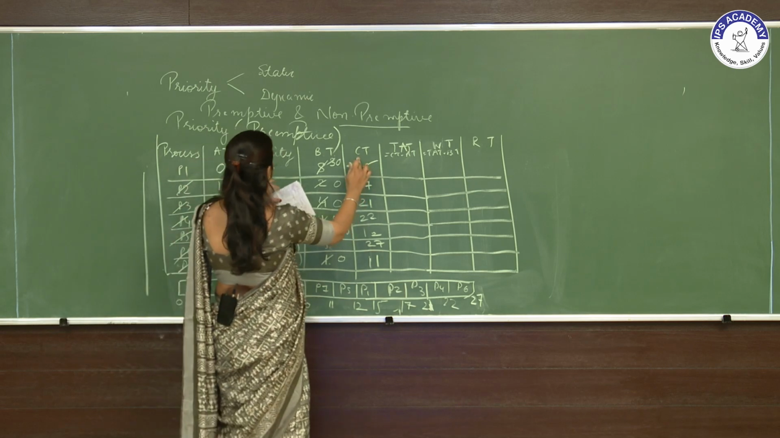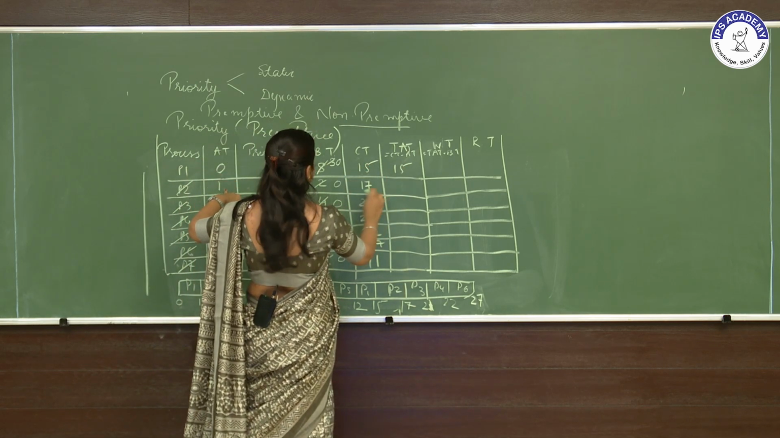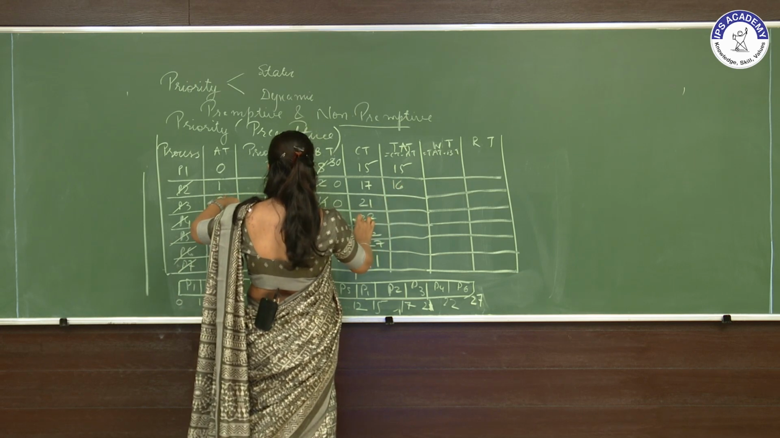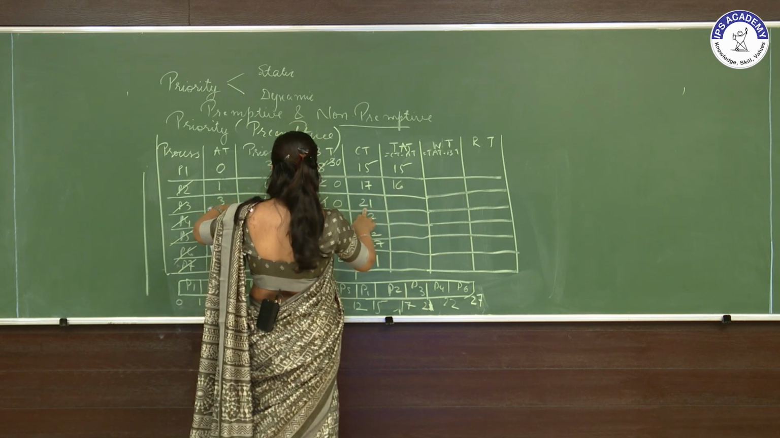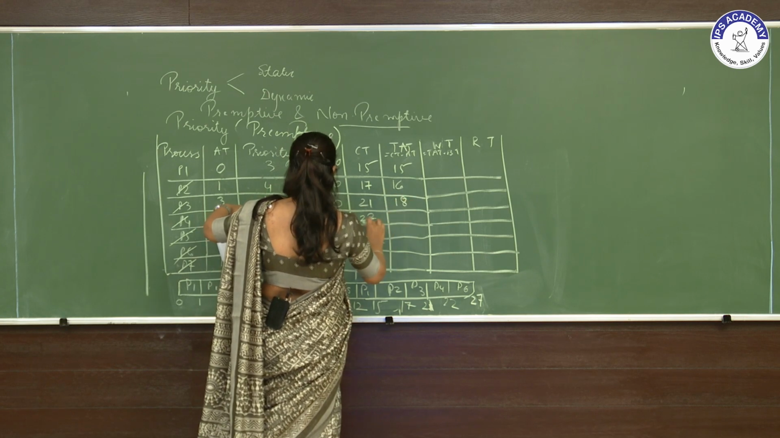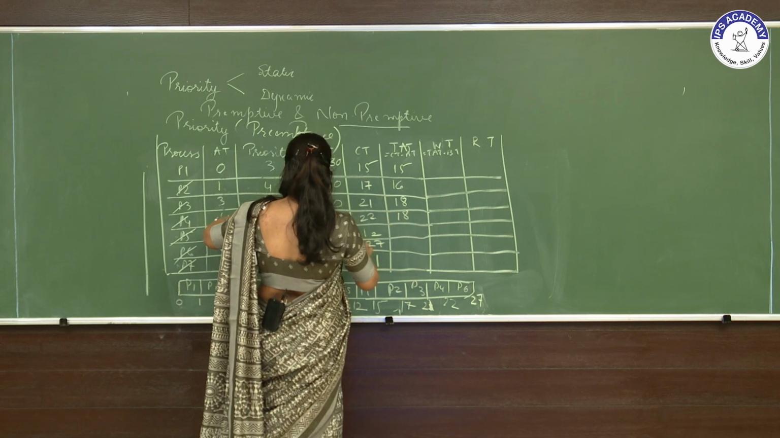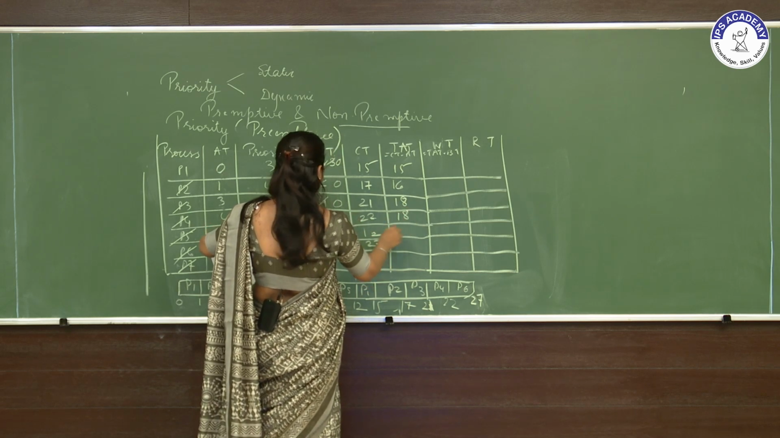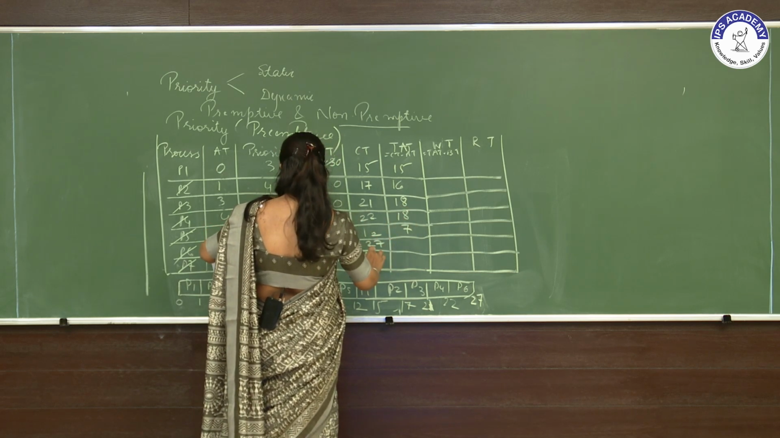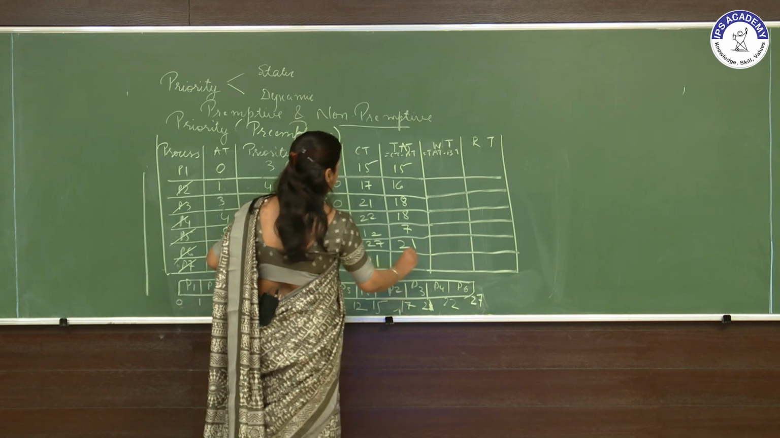Now we'll find the turnaround time. It will be CT minus AT. 15 minus 0, 15. 17 minus 1, 16. 21 minus 3, 18. 22 minus 4, 18. 12 minus 5, 7. 27 minus 6, 21. 11 minus 10, it will be 1.